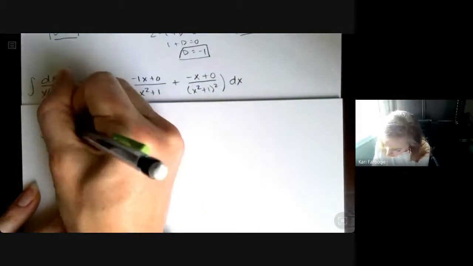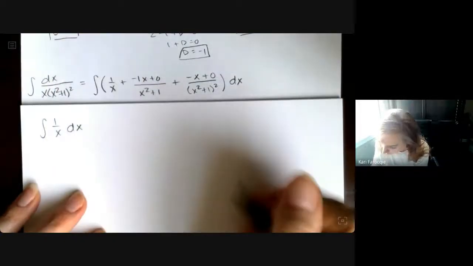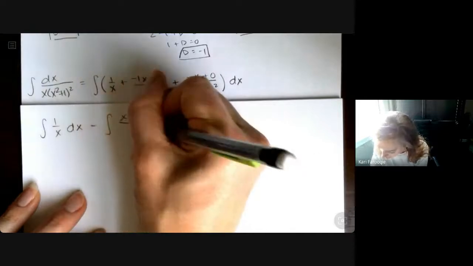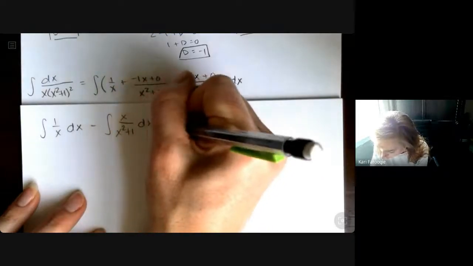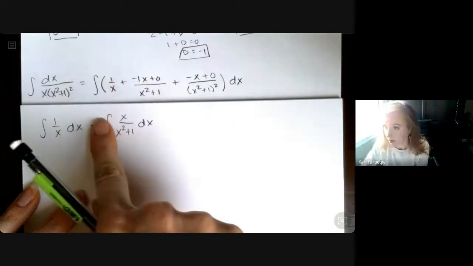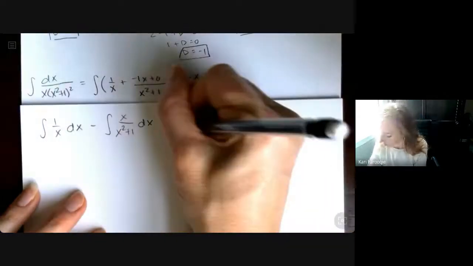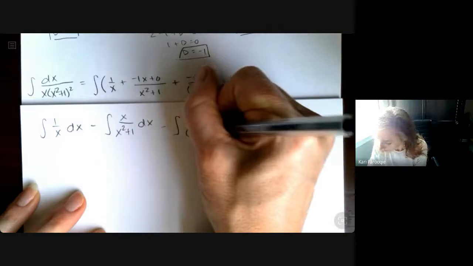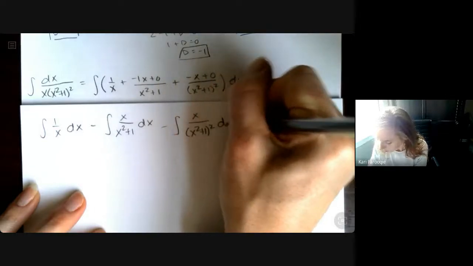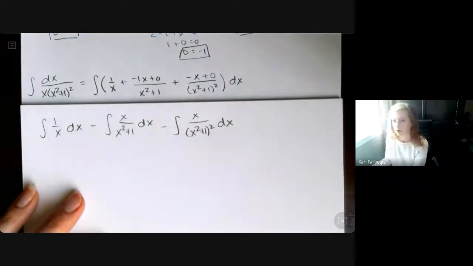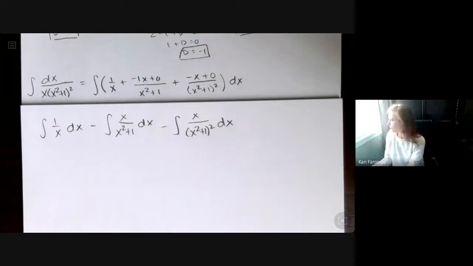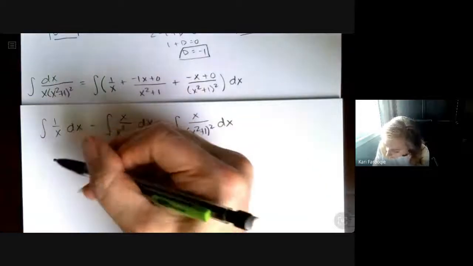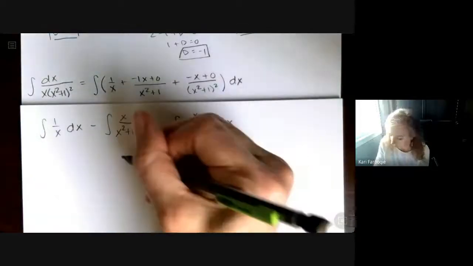So we have the integral of 1 over x dx minus the integral of x over x squared plus 1 dx. I'm just taking this negative x and writing it as minus the integral of x over the quantity x squared plus 1 squared dx. All right. This is just your standard natural log of x, no big deal there.